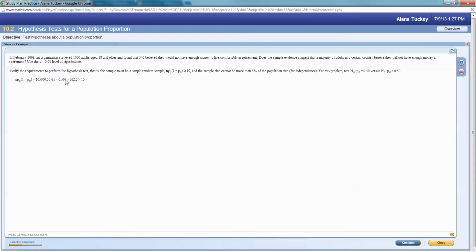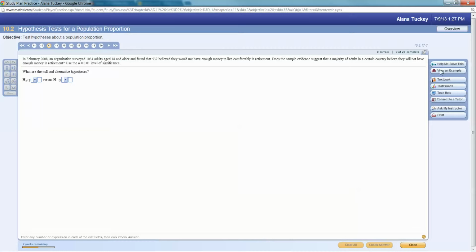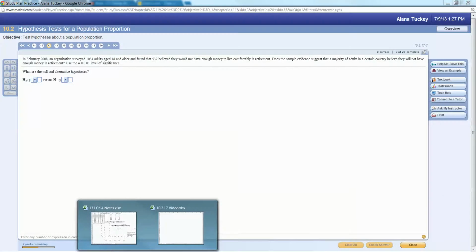So verify that the requirements are met, and then the hypotheses, I think, is the first part. Let me go back. Yeah, so what's your null and alternative? The key is the word majority, right? What makes it so that there's a majority? For example, if you have 10 people voting, a majority would be more than half. So 5 and 5 wouldn't do it, but 6 and 4 would. So you need to have more than 50% in order to make a majority. So majority is larger than 50%.